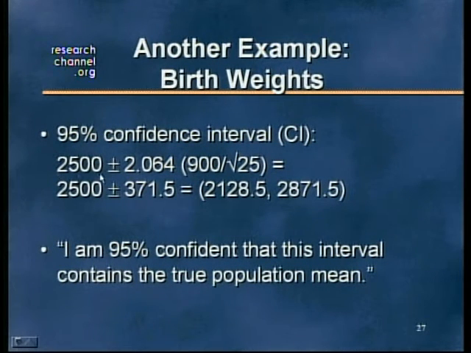So I take the mean weight of 2,500, add and subtract 2.064 times s over the square root of n. If I go through the math, I get an interval in which I can say I'm 95% confident that this interval that ranges from 2128 grams up to 2871 contains the true population mean birth weight of the population that I've sampled from. So it places some bounds on our certainty about the population values based on all that we know, which is the data from the sample.